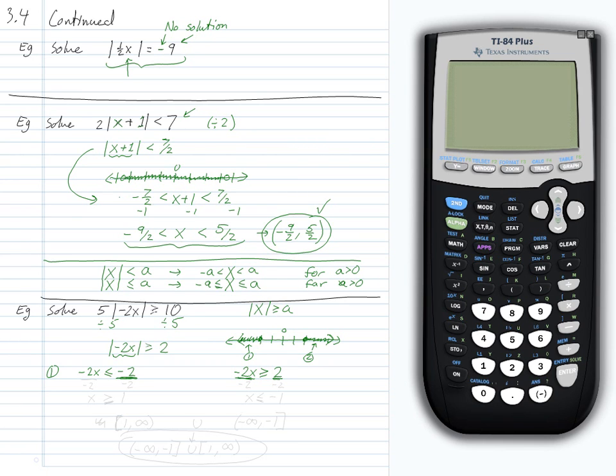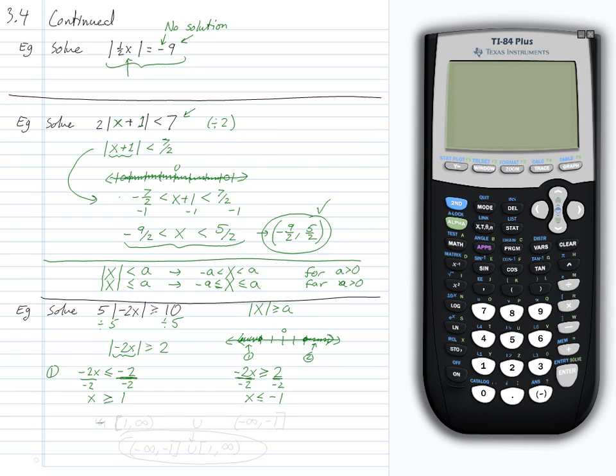So if I divide both sides of this inequality by negative 2, my inequality sign will flip and we'll get x greater than or equal to 1. If I divide both sides of this inequality by negative 2, my inequality will flip and I see that x is less than or equal to negative 1. So those are my two possibilities for what x could be doing here.